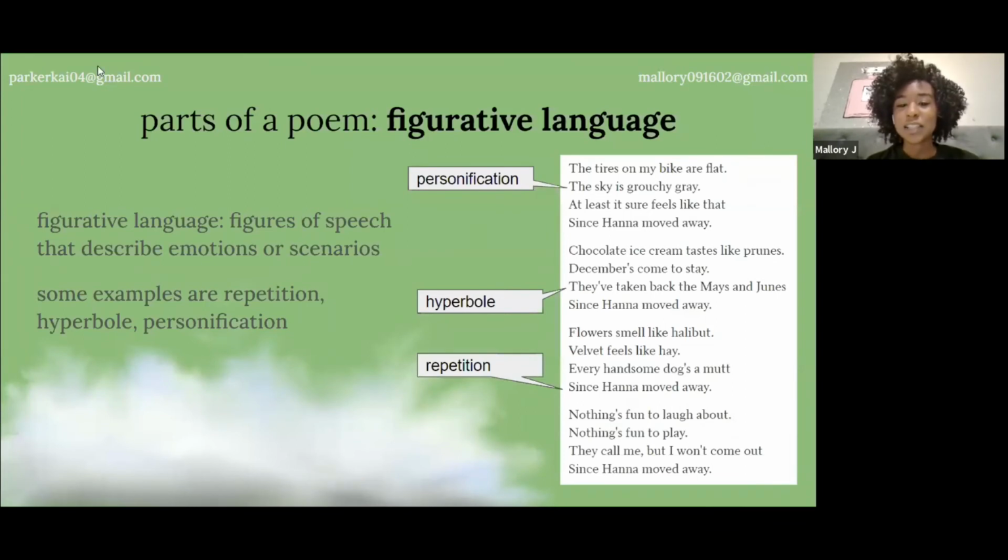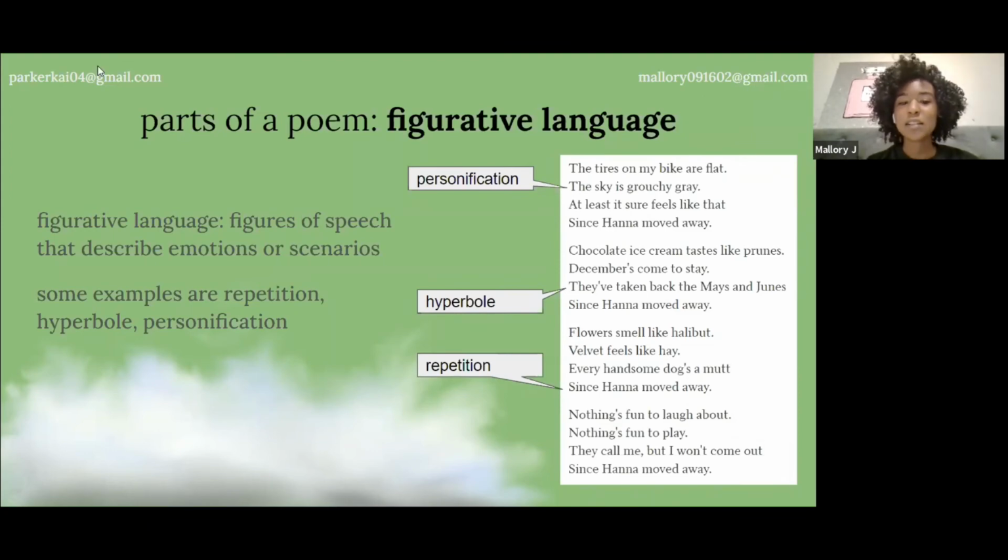Now in the second stanza, the third line, they've taken back the Mays and Junes. That would be a hyperbole. A hyperbole is a strong exaggeration of some sort. So no one has really taken back May or June. That's just a stretch and an exaggeration. So that would be a hyperbole.